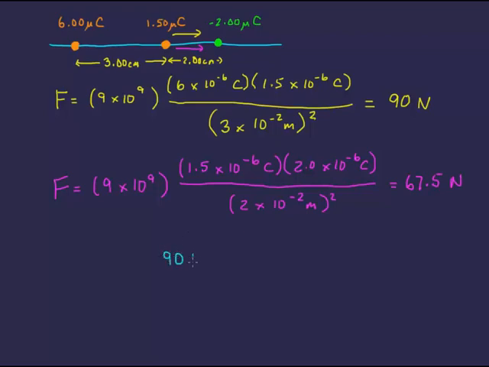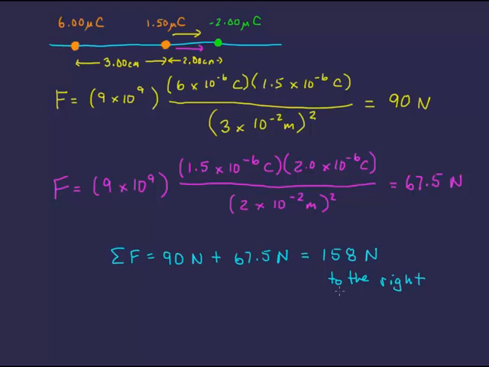And let's go ahead and sum those up down here. The net force is going to be equal to 90 newtons plus 67.5 newtons for a grand total of 157.5. Well, if we round off, we'll get 158 newtons to the right. And again, all vectors have directions and forces are vectors. Right? Net force. There we go.